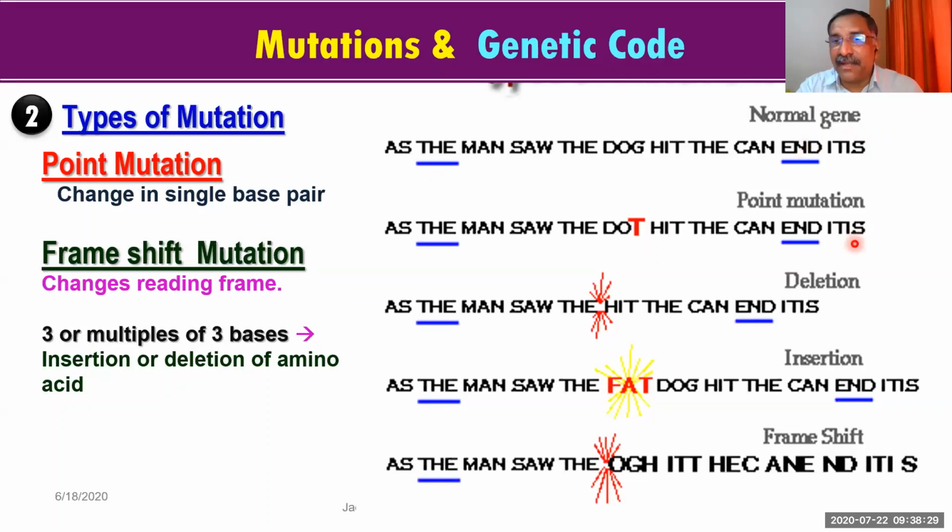You know that in RNA there is a starting point and a termination point. So this is the starting point and this is the ending point. Read it now once again: The man saw the dog hit the can end. That is the normal gene. Now you just look at the next line, look at here.